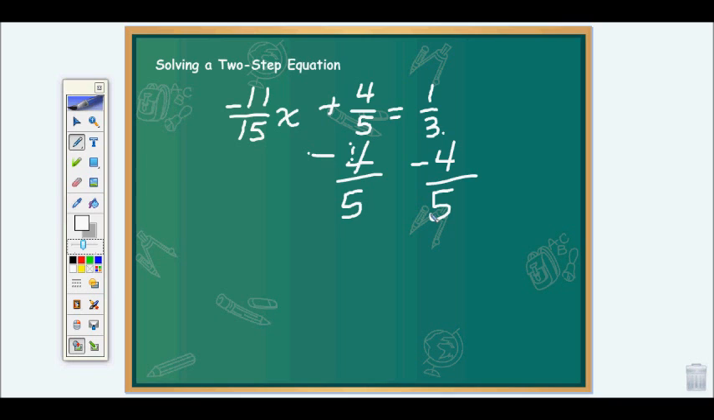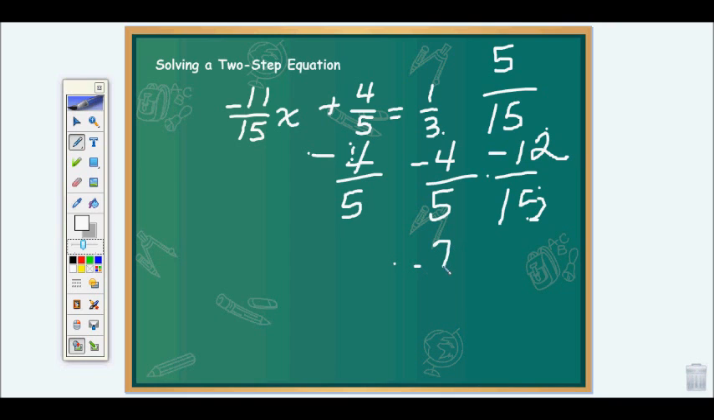To subtract 4/5, I need to have common denominators. The common denominator between 1/3 and 4/5 would be 15. So 1/3 would equal 5/15. Negative 4/5 would equal negative 12/15. 5 minus 12 would give me negative 7/15. And that's going to equal negative 11/15 x.